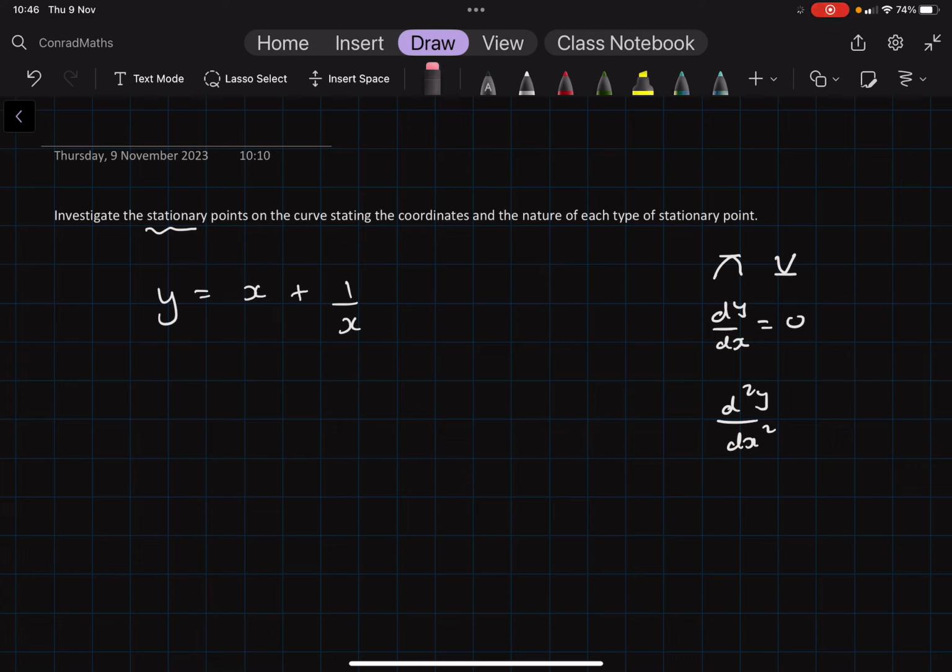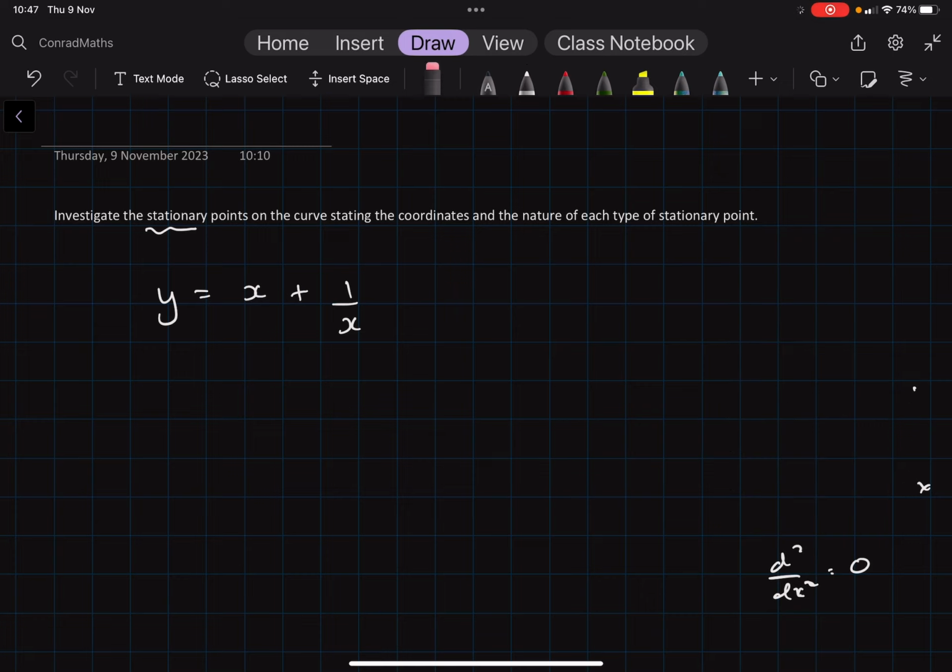If the second derivative gives a value which is greater than 0, we will find that it's a minimum. And if we find that the second derivative gives a value less than 0, then it's a maximum. There is another case as well, where it's equal to 0, but we're not going to deal with that one today.